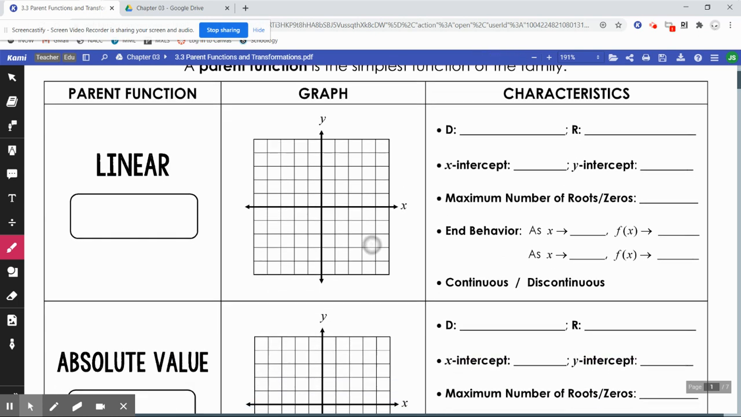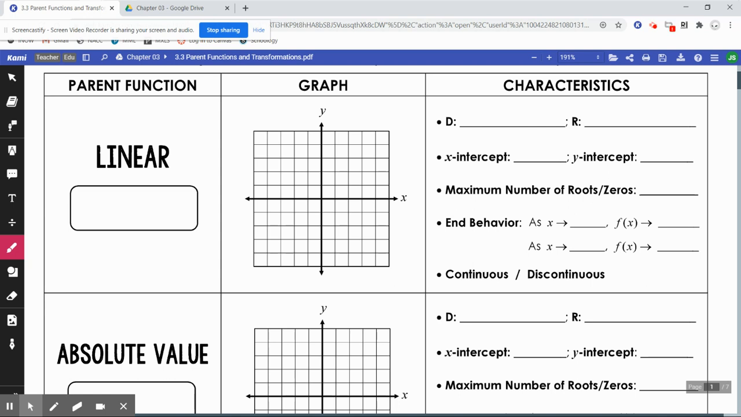So let's start out by looking at the parent function of a linear family. That parent function would be y, or f of x, is equal to x. Now let's look at the graph of that parent function. y equals x has a y-intercept of 0 and a slope of 1, and it looks something like this. (1, 1), (2, 2), (3, 3) are some of the points on this.